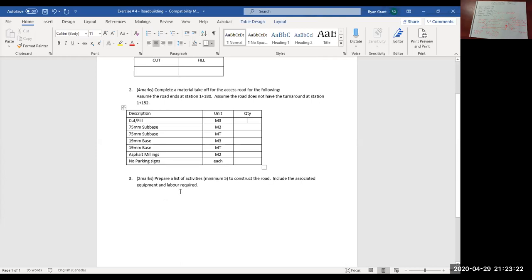Okay, for conversions, for sub-base and base, I want you to use 2.3 tons per cubic meter. 2.30.